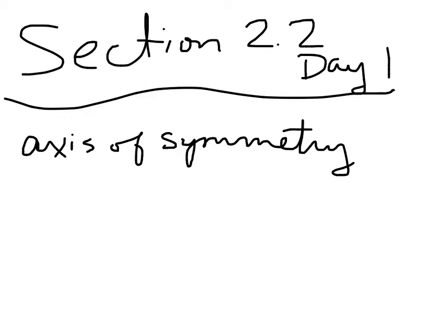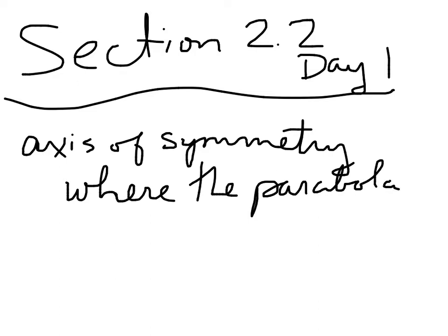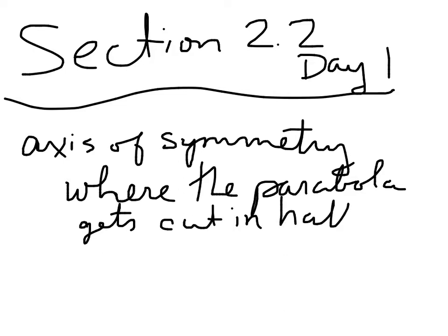So the axis of symmetry is going to be where, oh my god, I can't write that word. Where the parabola gets cut in half. Now, every parabola that you're going to deal with, if you haven't noticed this yet, opens either up or down. So every time I'm looking at an axis of symmetry, it's going to be a vertical line going right down the middle of it. That's where the axis of symmetry is.